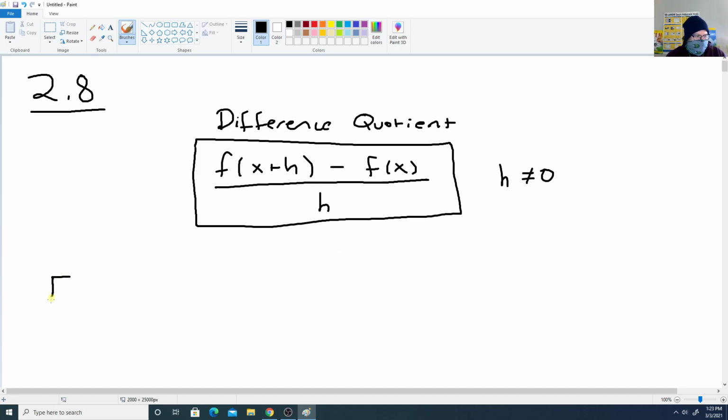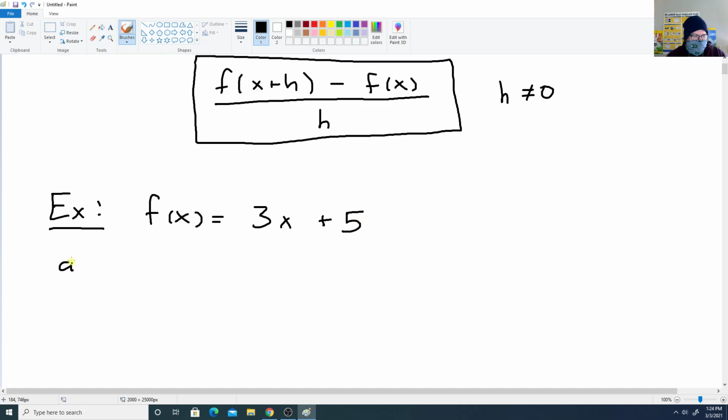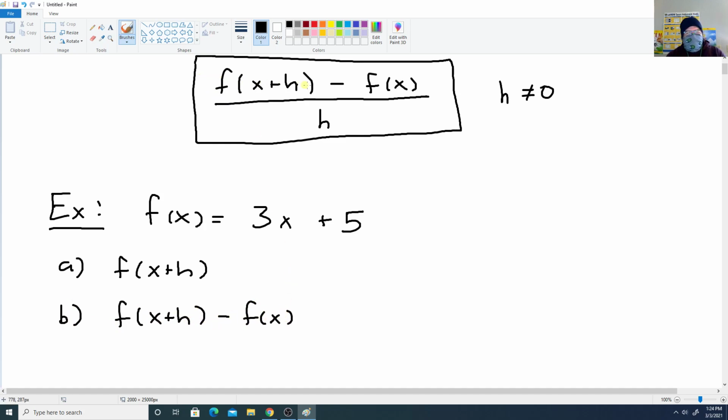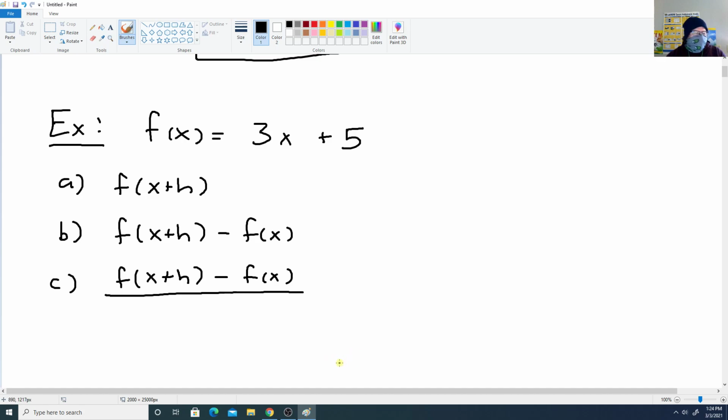So first example, let's say they gave us a function f of x equals 3x plus 5. And they ask us to figure out part A, what is f of x plus h, which is this part here from the difference quotient. Part B, what is f of x plus h minus f of x, which is the entire top line of the difference quotient. And part C, what is the full f of x plus h minus f of x, all that divided by h. Okay, so we will go through and solve these.